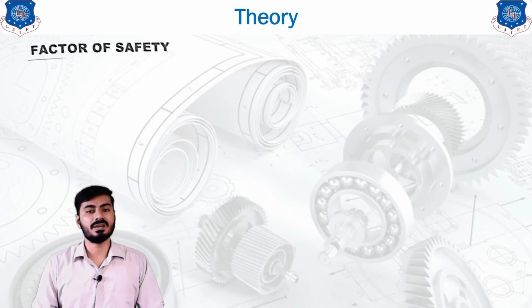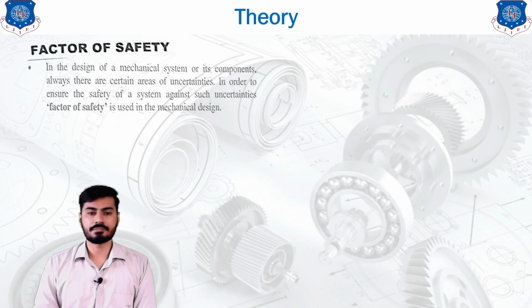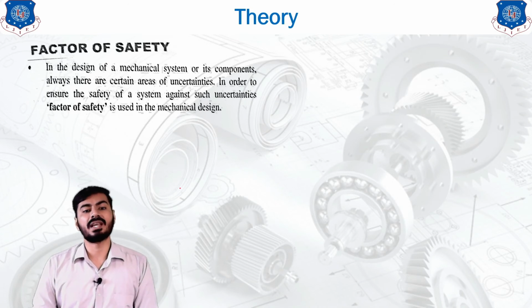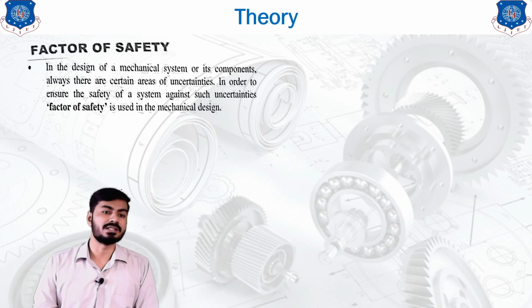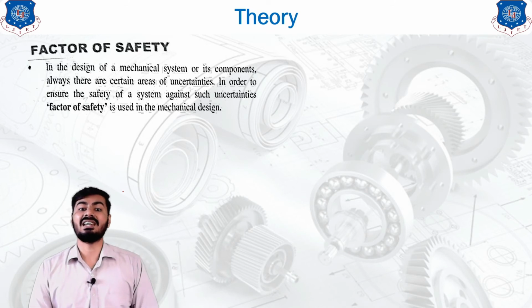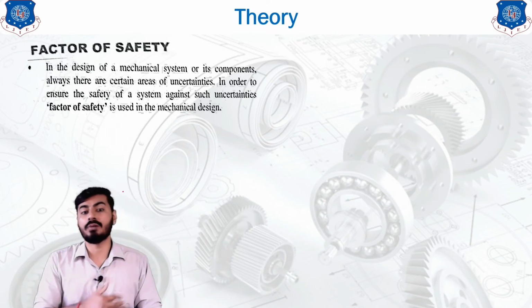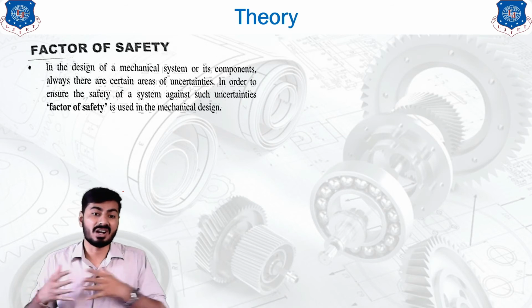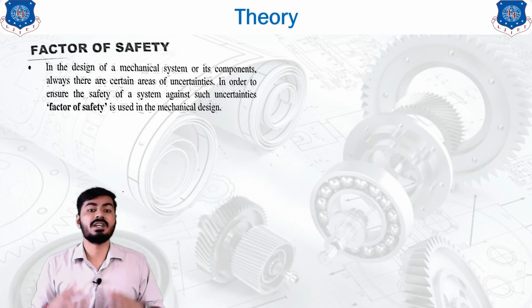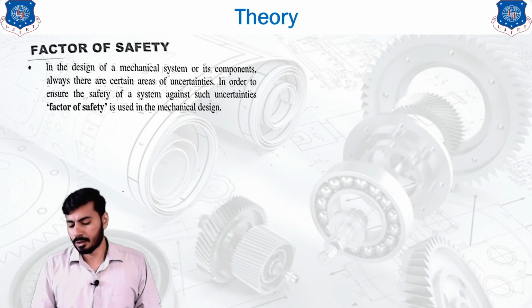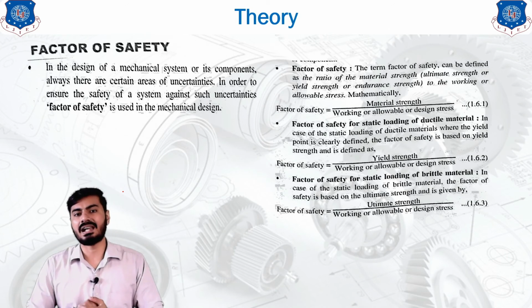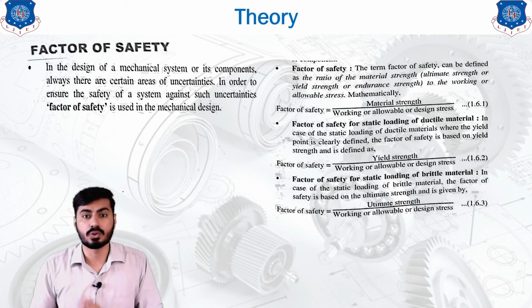Now we will see another theoretical portion, that is the factor of safety. Now what is the factor of safety? In the design of a mechanical system or any component, there are always certain areas of uncertainty, and in order to ensure the safety of the system against such uncertainty, the factor of safety is used in machine design. So again, it does not clarify what the factor of safety actually is.